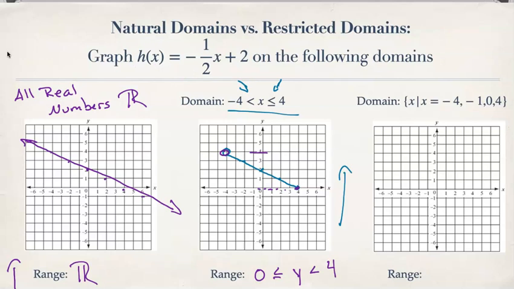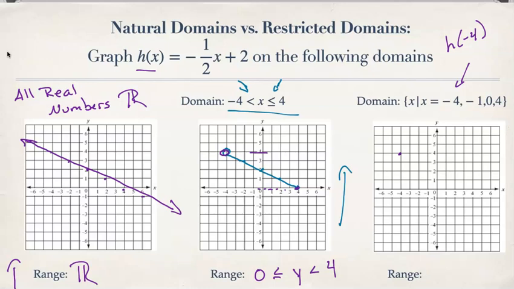This last one has a discrete domain. I have listed a set of specific points that I would like to graph. I would like to graph an input of -4, and when I find h of -4, I'm going here to this h function. Negative half of negative 4 is positive 2, and 2 plus 2 is 4. So (-4, 4) is a point that I'm allowed to graph because 4 is an output for negative 4.